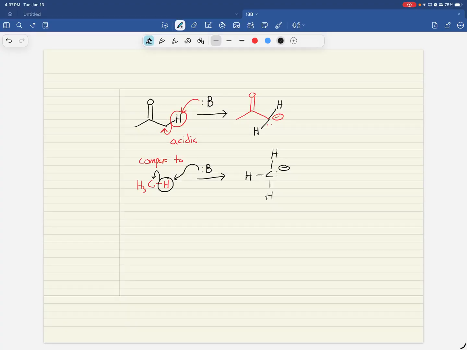All right? So one of these is more stable than the other. Which one is more stable? Which conjugate base or which anion here is more stable? Is it the one with the carbonyl or the one with just a carbon atom?